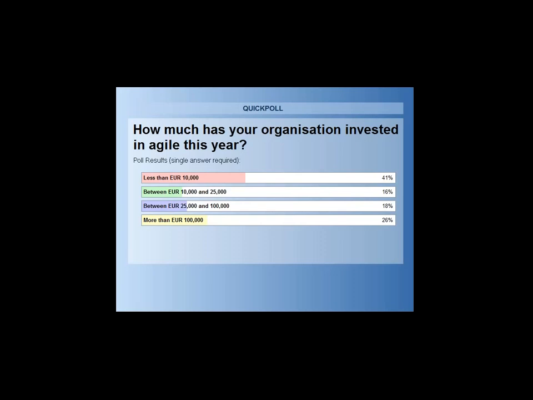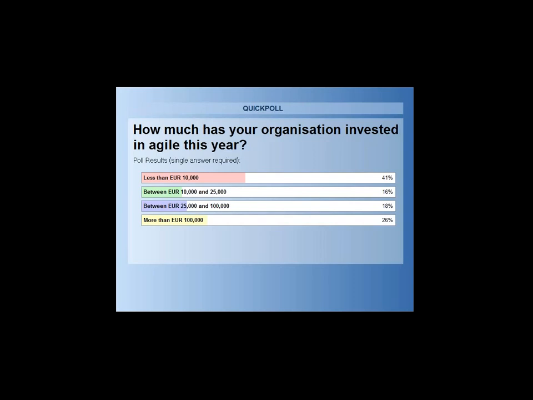But 41% of you are actually spending less than 10,000 euro, which is probably less than 7.5k sterling, less than approximately $10,000. So most people on the webinar here are spending that sort of level. 16% between 10,000 and 25,000. 18%, 25,000 to 100,000. Again, it depends on the size of your organisation, obviously, but what is the level of rollout here? A quarter of people are spending more than 100,000.